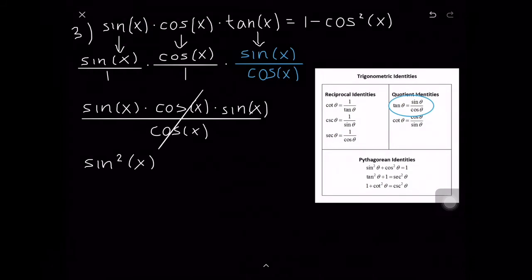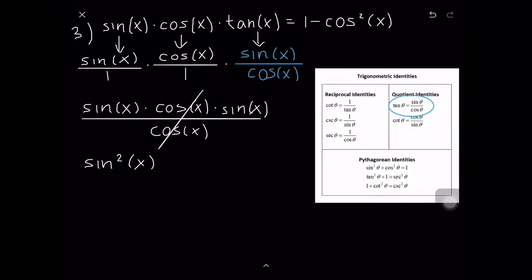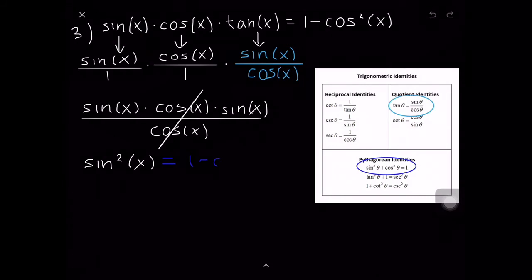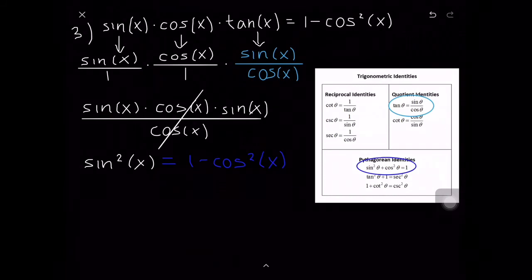Now, if we take a look at our Pythagorean identities, we have that squared sine of the angle plus squared cosine of the angle equals 1, which means that squared sine of x equals 1 minus squared cosine of x, which we are writing in dark blue. So now we have 1 minus squared cosine of x on both sides, which proves our identity.